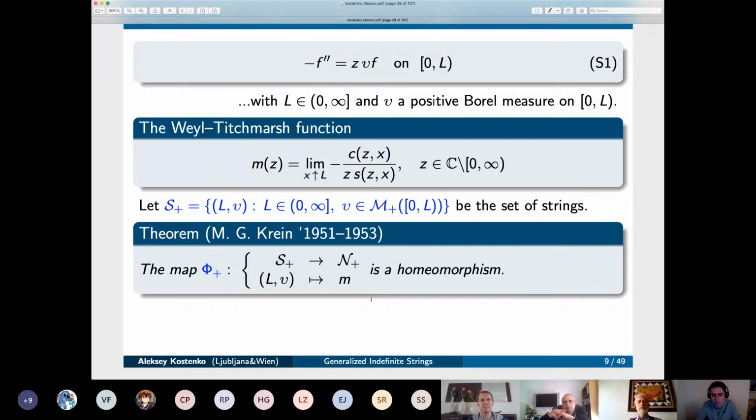In this case, the topologies are quite simple. On the set of Stieltjes functions, the topology is locally uniform convergence. And on the set of strings, the topology is weak star convergence of measures. And actually, this very short and nice theorem also contains a complete solution of the inverse problem, because if we take rational Stieltjes functions, then there is a reconstruction procedure which goes back to Stieltjes. Hence, we can approximate each M by rational functions, and this is the solution of the inverse spectral problem. Okay.